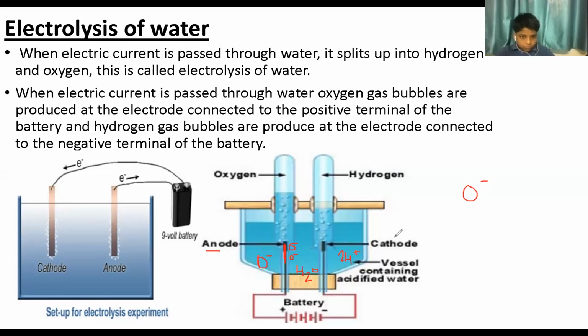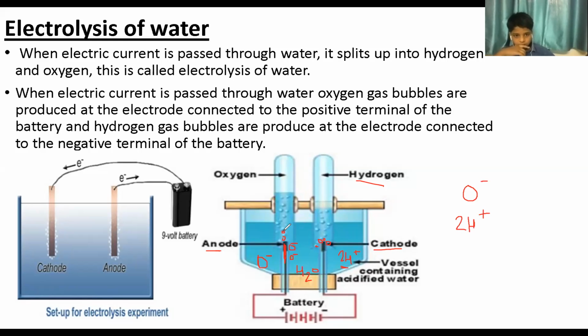Similarly, जो hydrogen है, it is a positive ion, so it will be attracted by the negative electrode, and negative electrode means cathode. That is why near the cathode the bubbles formed would be of hydrogen, and near the anode the bubbles formed would be of oxygen. Understood why? Because opposite charges attract each other.